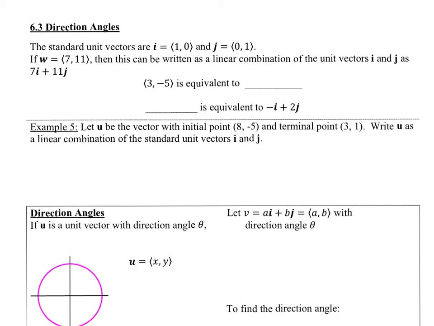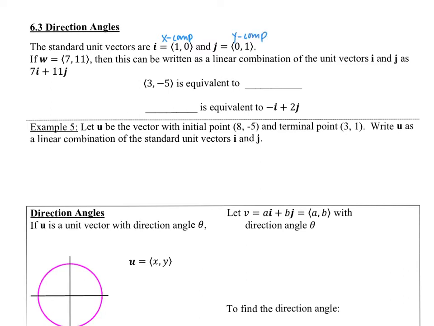We are still in section 6.3. So this first topic is just introducing another format for component form. It tells you that the standard unit vectors are i equals ⟨1, 0⟩ in component form. This has only an x component, so it's like the x unit vector. j equals ⟨0, 1⟩, which makes this the y component.